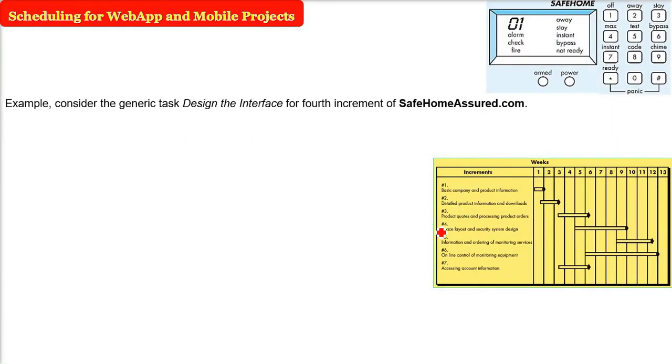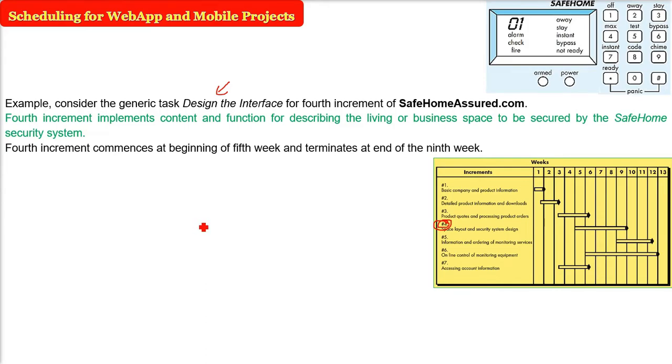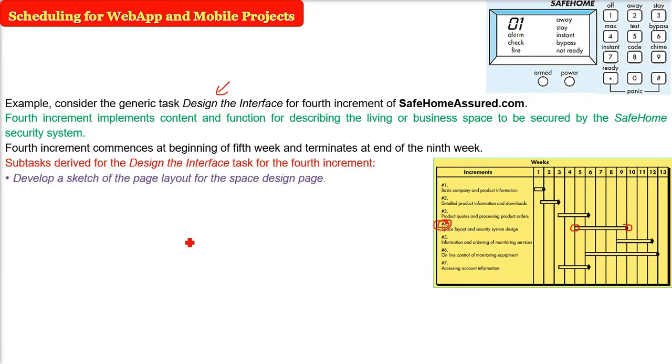So don't go into the detail. I'm just saying that let us say the 4th one, which is the design of the interface part of this SafeHomeAssured.com we have taken. Now just consider this. This was a macroscopic event or activity. Now we would like to make the tasks for it. The 4th increment starts at the 5th week and terminates at the 9th week. So what can be the subtasks?